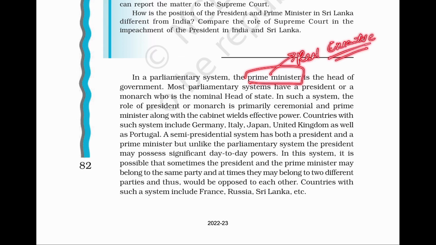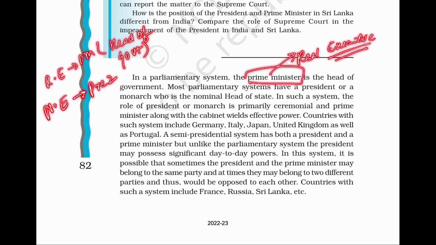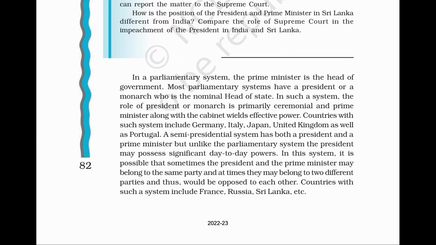ठीक है, जब हम parliamentary presidential topic करेंगे, you will come across these terms like real executive, which is your prime minister, which is your head of government. I'm talking about India. And a nominal executive, which is just for the namesake, that is president, and that is head of state. Okay, so this is one example of India and the parliamentary system that we have adopted.